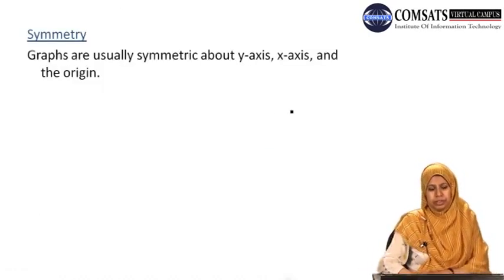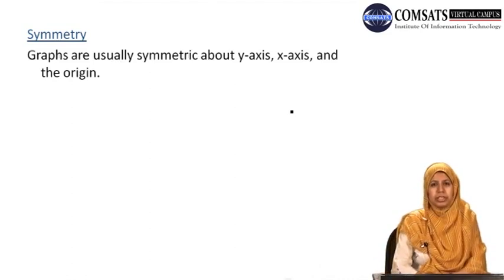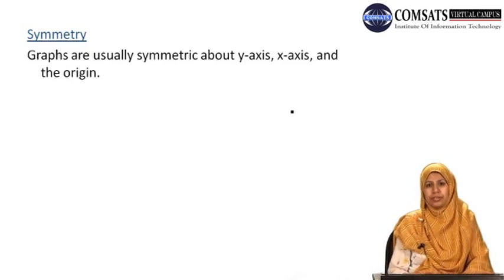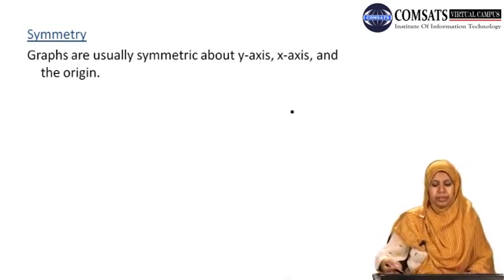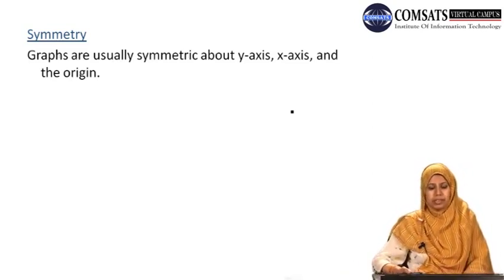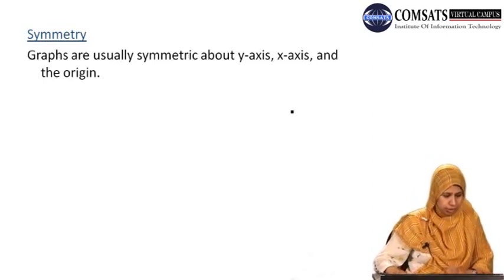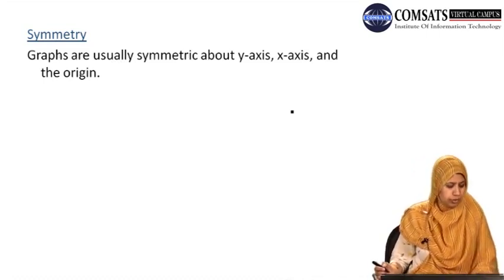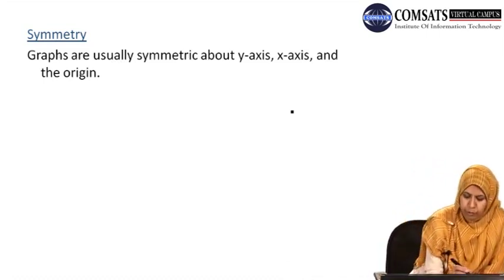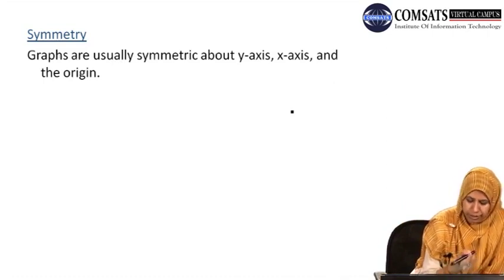But just for some little information, what do we mean by symmetry? Basically, geometrically, symmetry is a pattern which a graph or a curve follows, or a pattern repeated after the same interval. Now graphs are usually symmetric about the y-axis, x-axis and the origin. So we have three types of symmetry when we are plotting the graphs of our functions. Now what do we mean by the symmetry about the y-axis?